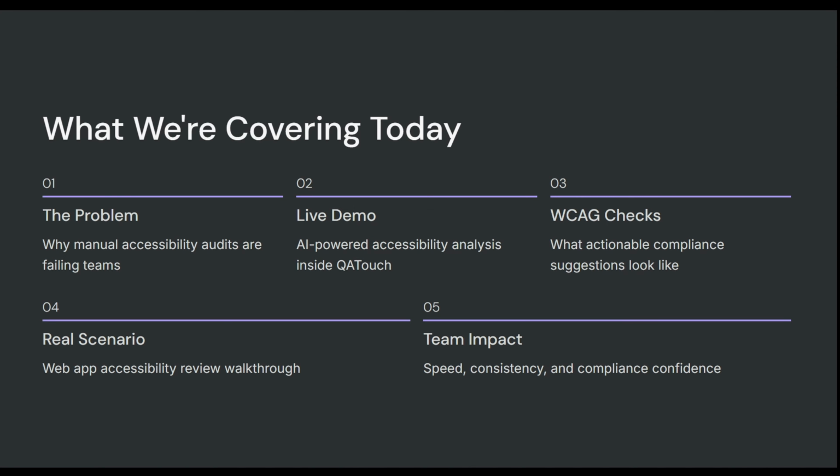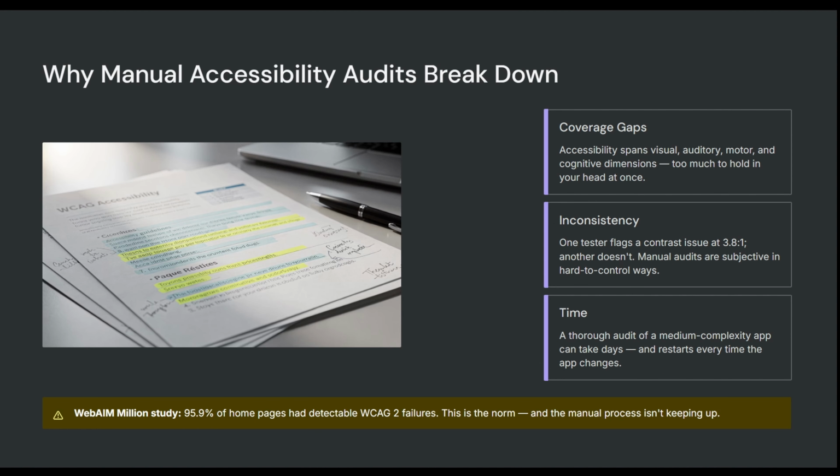Here's what we're going to cover. 1. Why manual accessibility audits are failing teams right now. 2. A live demo of AI-powered accessibility analysis inside QA Touch. 3. WCAG compliance checks and what actionable suggestions actually look like. 4. A real-world scenario, walking through a web app review. And 5. What the time and consistency impact looks like for your team. Let's get into this. Let's start with a reality check.